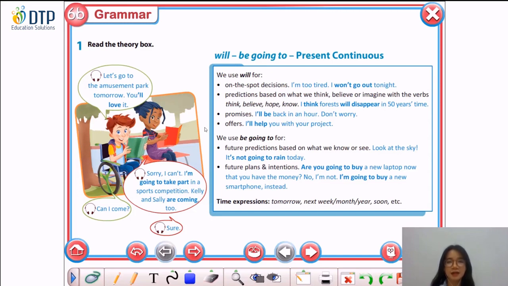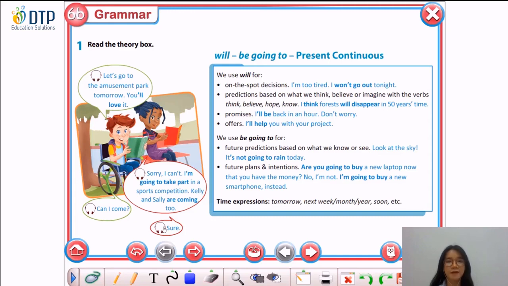Now, let's listen and read the conversation in this cartoon. Let's go to the amusement park tomorrow. You'll love it. Sorry, I can't. I'm going to take part in a sports competition. Kelly and Sally are coming too. Can I come? Sure. Could you tell me the form and use of the verbs in bold?